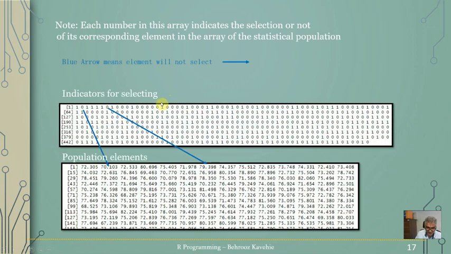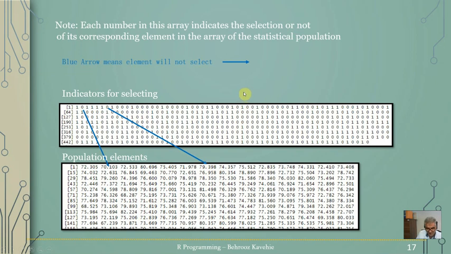Here we have an indicator array which consists of zeros and ones that indicate the selection of a certain value. These blue arrays indicate that a certain value has not been selected. This 0 shows that 70.103 in our main population was not selected. Again, this 0 indicates that 79.398 is also not in our selected sample.